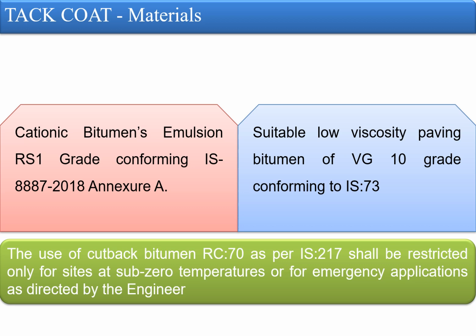So in tack coat we can use emulsions, we can use bitumen of VG10 grade conforming to VG10, or we can use the cutback bitumen of RC70, that is rapid curing 70 grade as per IS 217.